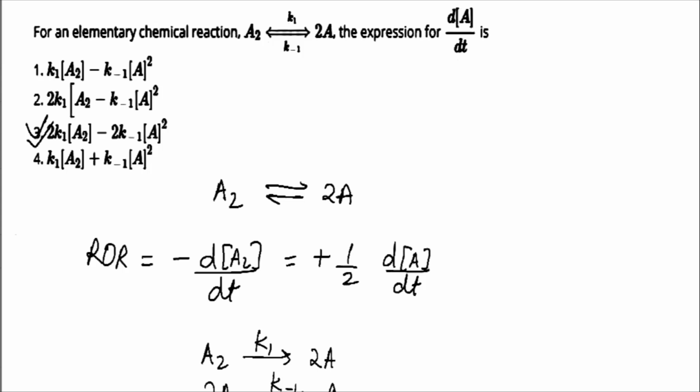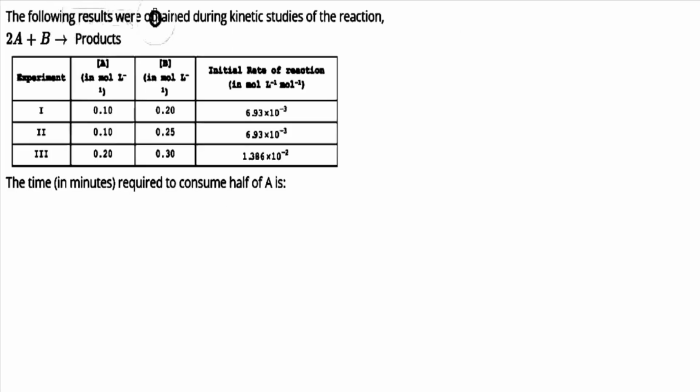The question is, the following results were obtained during the kinetic studies of the reaction. The reaction is 2A plus B giving products. You are given 3 experiments and concentrations of A and B and the values of rate. You have to calculate the time in minutes that is required to consume half of A. It means that you have to calculate the half-life.